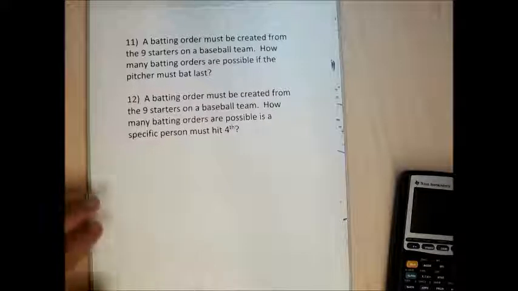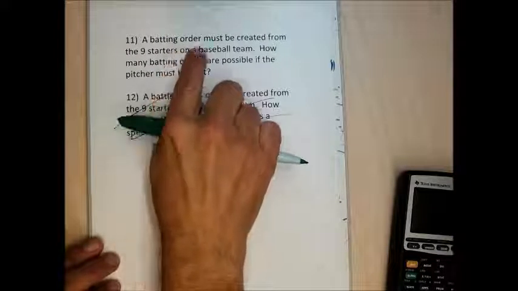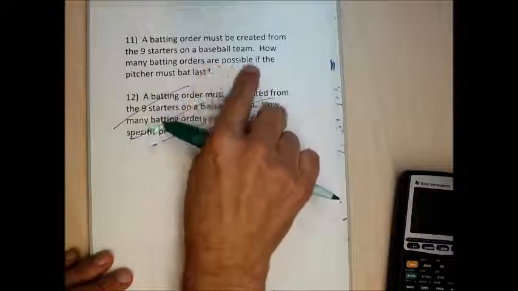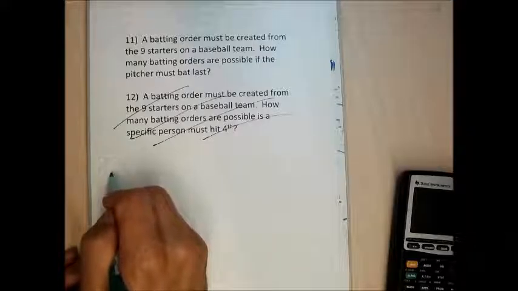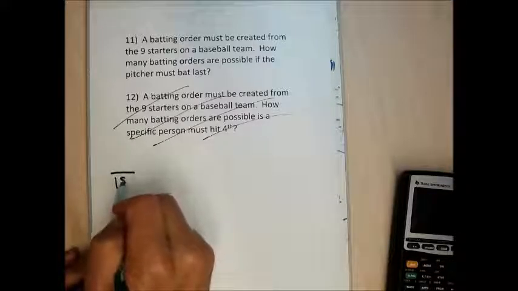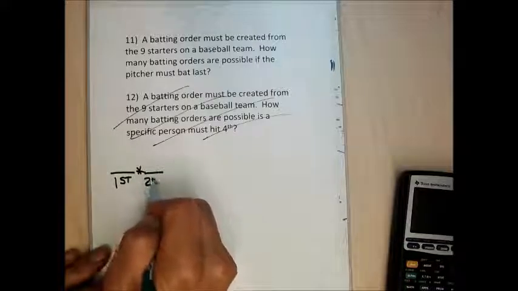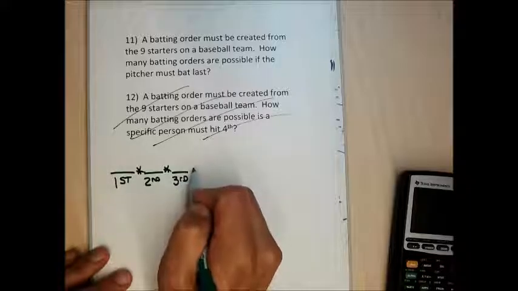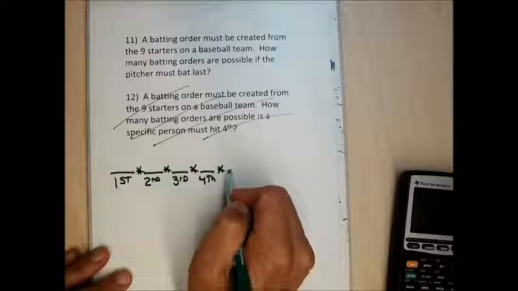Your problem 11 is a pretty classic problem. A batting order must be created from the 9 starters on a baseball team. How many batting orders are possible if the pitcher must bat last? So again, I'm going to skip 12 and do number 11. So we're going to bat all the way from 1st through 9th. We have 9 experiments here, picking the 1st through 9th hitters.